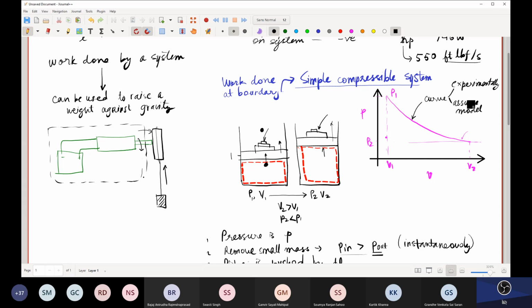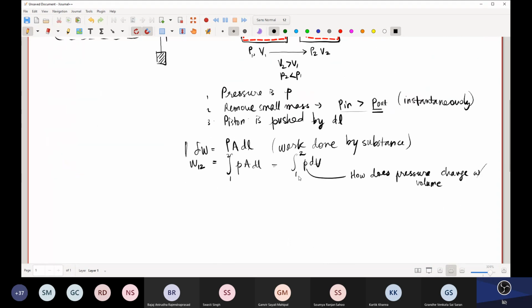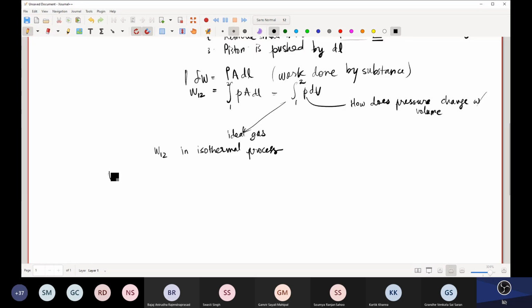And you have done this, I know you have done this in JEE, but still I want to repeat that. For an ideal gas, what is the work done by a gas when it expands from volume 1 to volume 2 in an isothermal process? Suppose someone asks this: what is the work done by an ideal gas in an isothermal process?